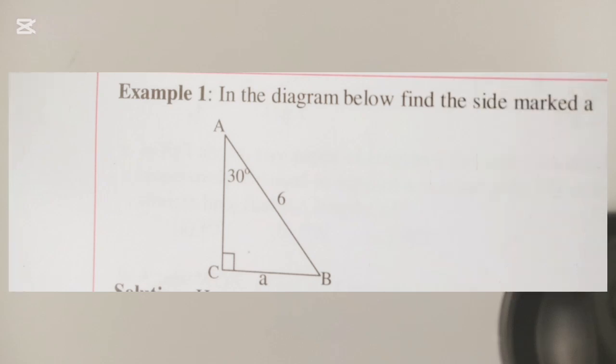In the diagram below, find the side marked A. In order for us to find the side marked A, we have our angle, which is opposite to that side, which is 30 degrees. And then we have the hypotenuse, because we know the line opposite to the right angle is the hypotenuse, which is 6. So if we have an angle, an opposite, and a hypotenuse, which trigonometric function do we use? We're going to use the sine ratio.